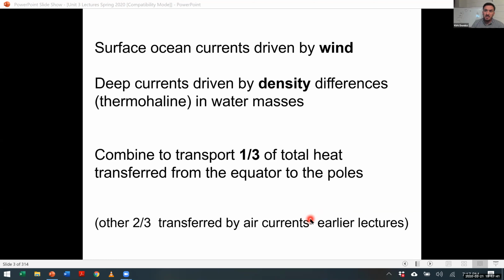The oceans, as you see here, they're going to end up doing about 1/3.